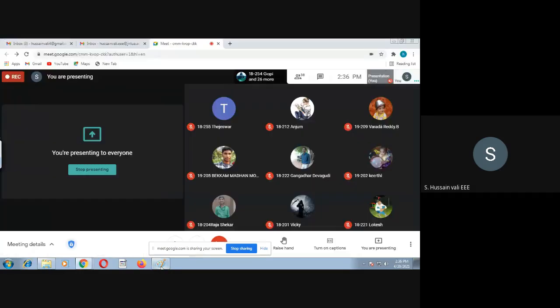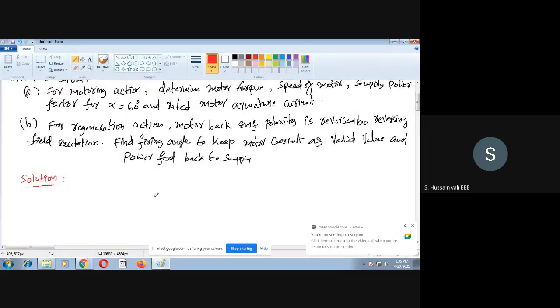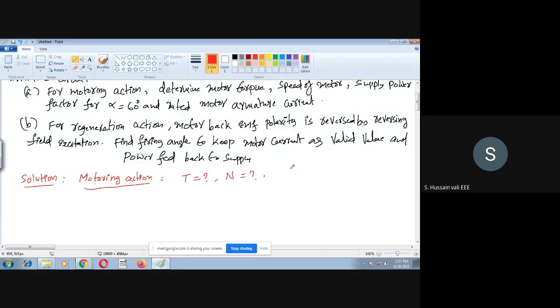So see, for motoring action, I hope you might have remembered the motoring action and regenerative action, so I don't want to explain more about them. First, motoring action. So what is he asking? What is the motor torque? He's asking torque. Second, he's asking the speed of the motor. Third, he's asking the supply power factor.